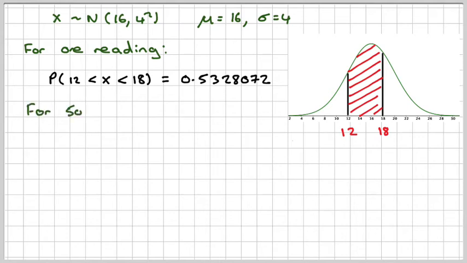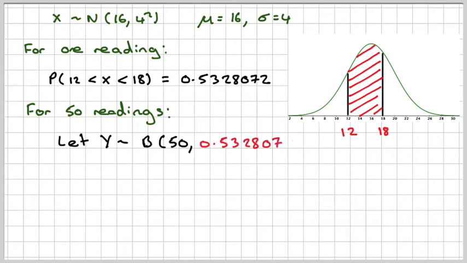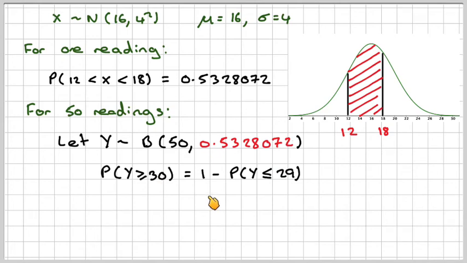Now for 50 readings, it becomes a binomial distribution. So let Y be binomial with n equal to 50, and the probability of success will be our answer here, 0.532872. We want the probability of Y bigger than or equal to 30, which will be 1 minus the probability of Y less than or equal to 29.